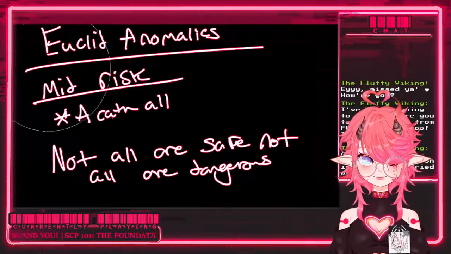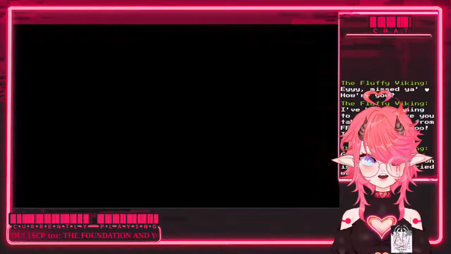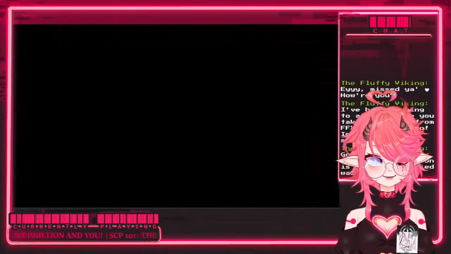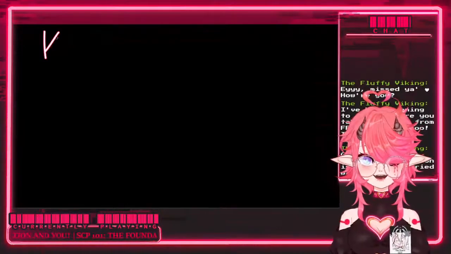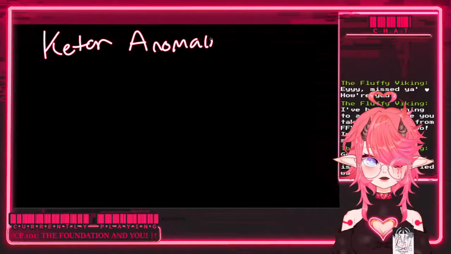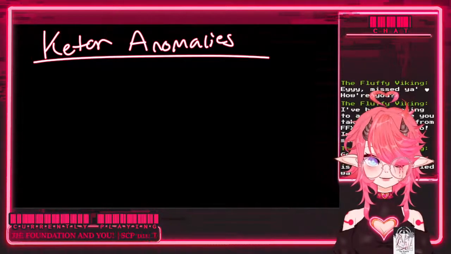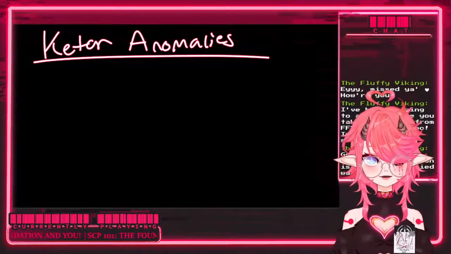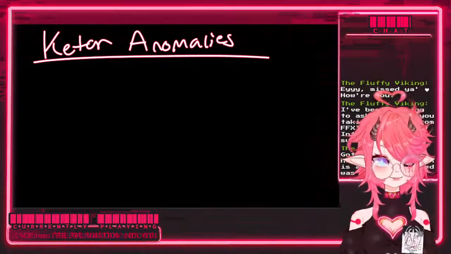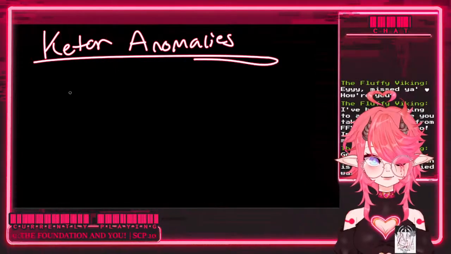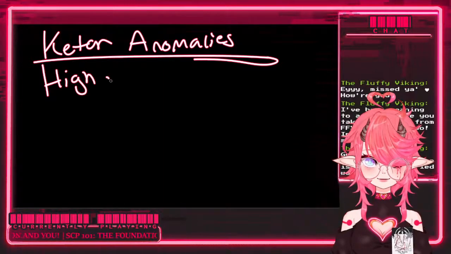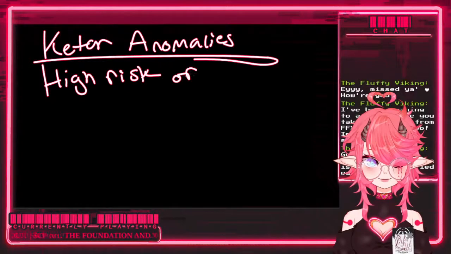So, the last of our main, because there are other anomaly classes, is Keter. Now, one thing that I will note is I say Keter. I've seen a lot of people say it differently. It's just kind of up to preference. You'll hear people say it differently depending on who's saying it. So, Keter anomalies. High risk of breach.